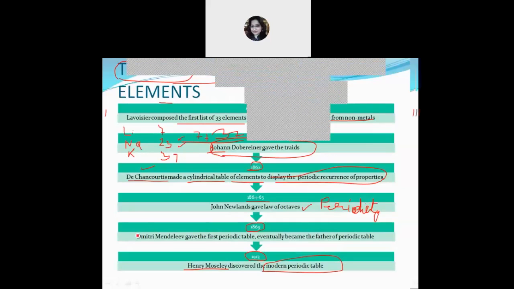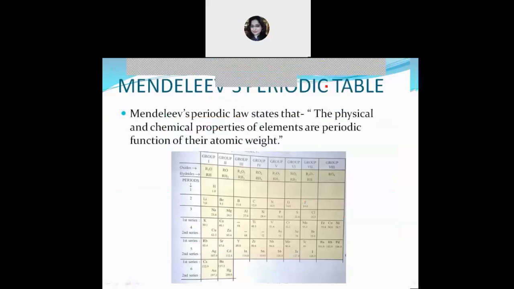So now let's talk about Mendeleev's periodic table. Okay. Now Mendeleev, hold on for a while.